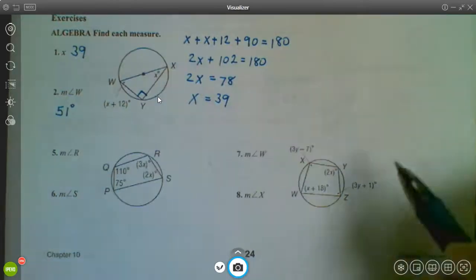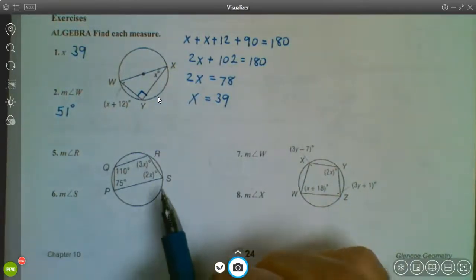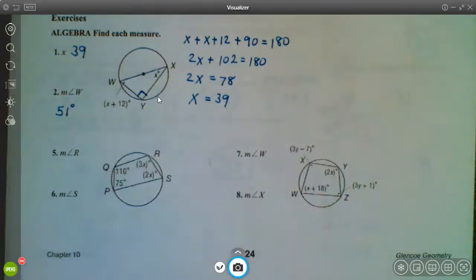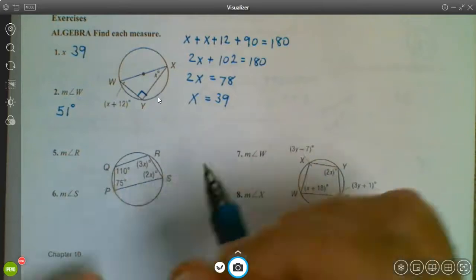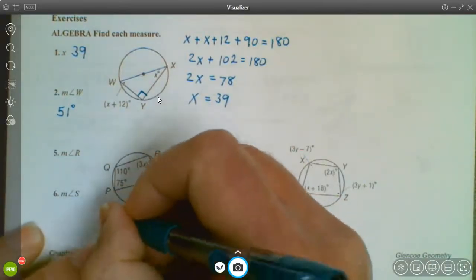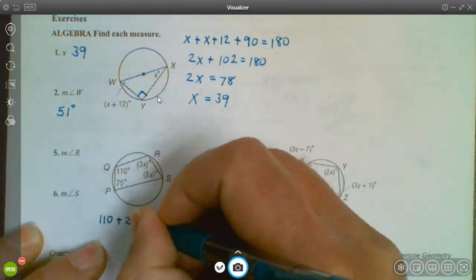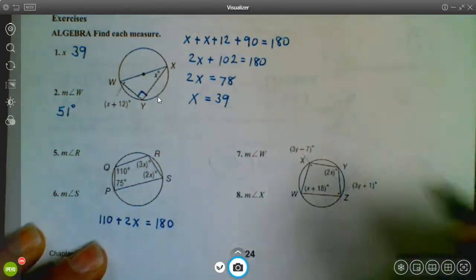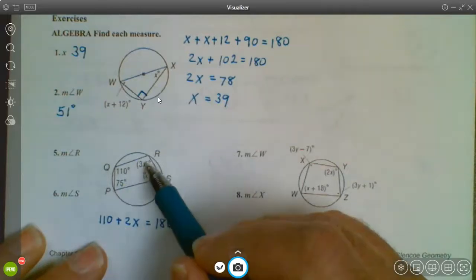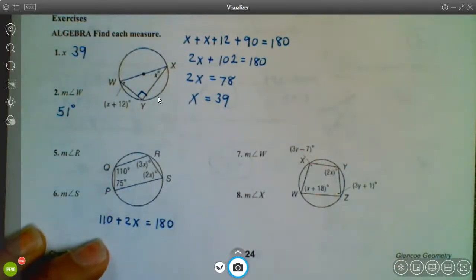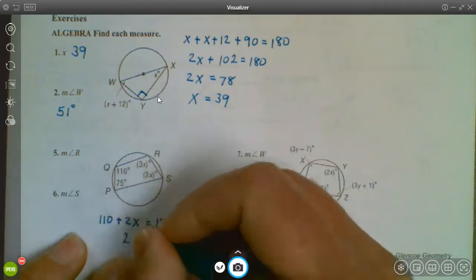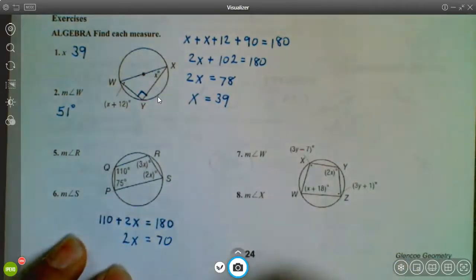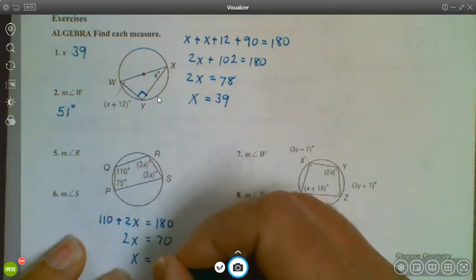Okay, here's the other rule that we looked at. If you have a quadrilateral, a four-sided shape inscribed in a circle, remember we know that opposite angles are supplementary. So 110 plus 2x adds to 180. I could have also said that 75 plus 3x equals 180. That would have also been true, but I only need one equation to solve for x. So let's just use the first one that we wrote. Subtract 110, and you get 2x is 70. Divide by 2, and we know that x is 35.